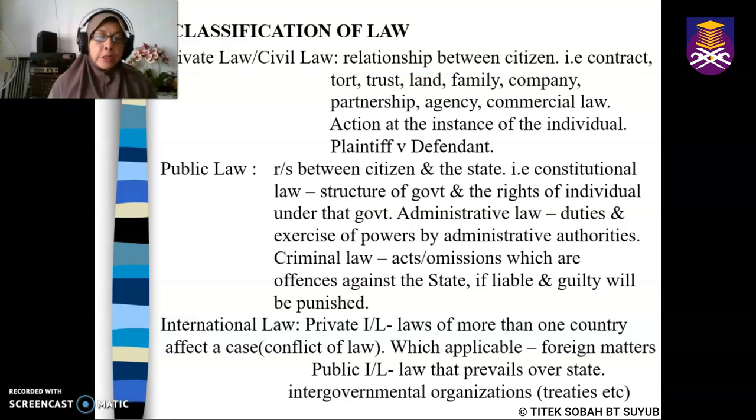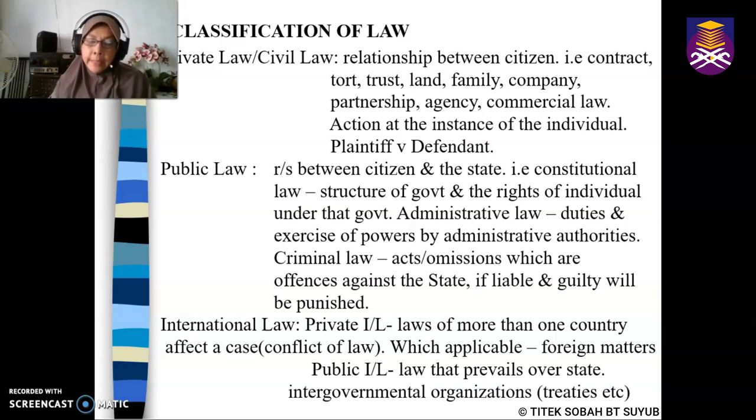Then the third classification is international law. In international law, we have private international law and also public international law. So private international law is law which concerns a conflict which occurs between one country and another country. An example is the case of Batu Putih. In the case of Batu Putih, there is a conflict of law between Malaysia and also Singapore.